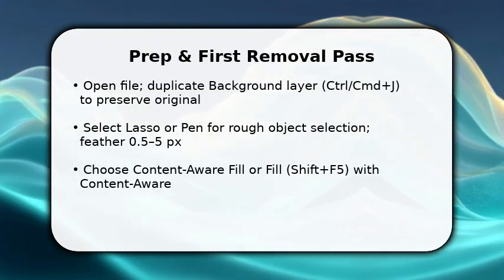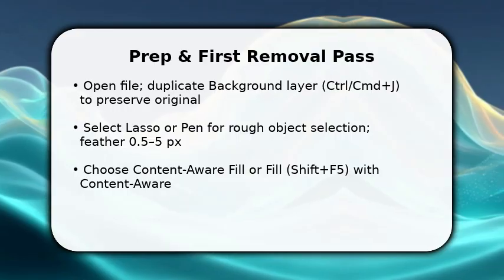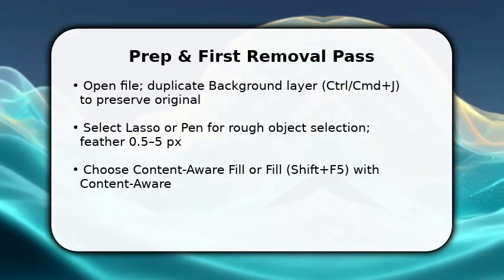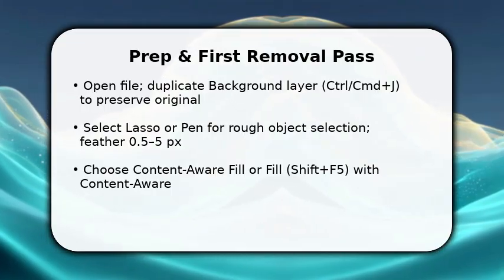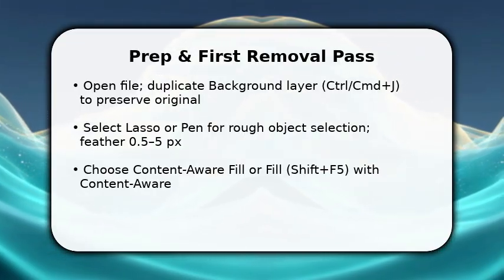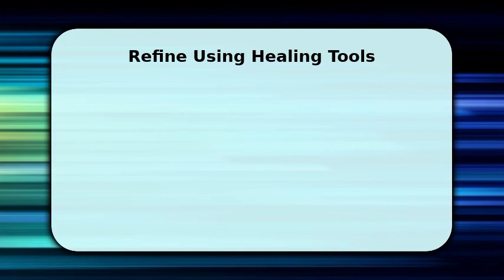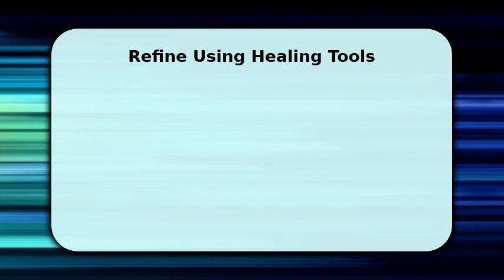You're not aiming for perfection yet, just a first pass to remove the main subject and let Photoshop sample surrounding pixels for a base result. Now you refine the fill so the image reads naturally. Use spot healing for tiny artifacts and the healing brush to paint in texture while sampling nearby areas. That maintains grain and lighting.